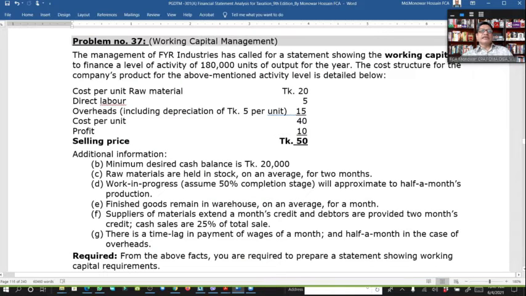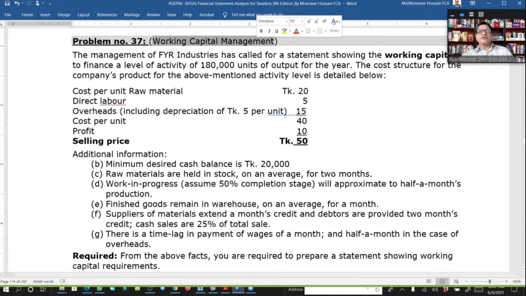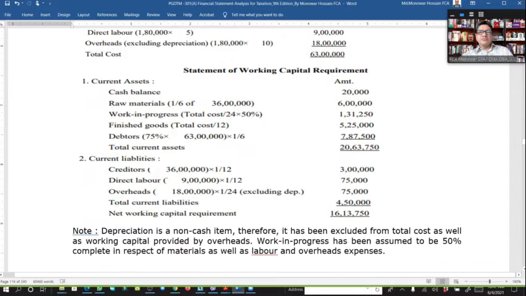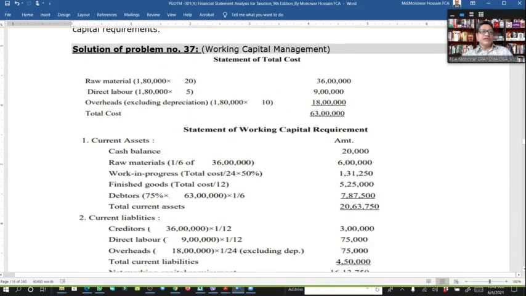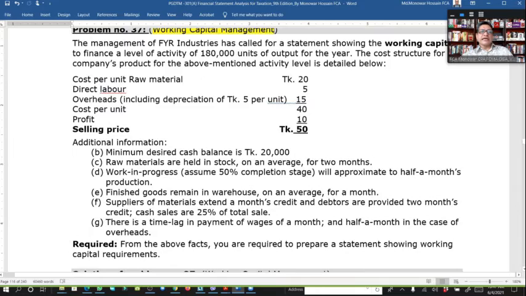And here is working capital management, a review of the previous chapter. The calculation is here, and I think you would be able to do it, because all the calculation is here.